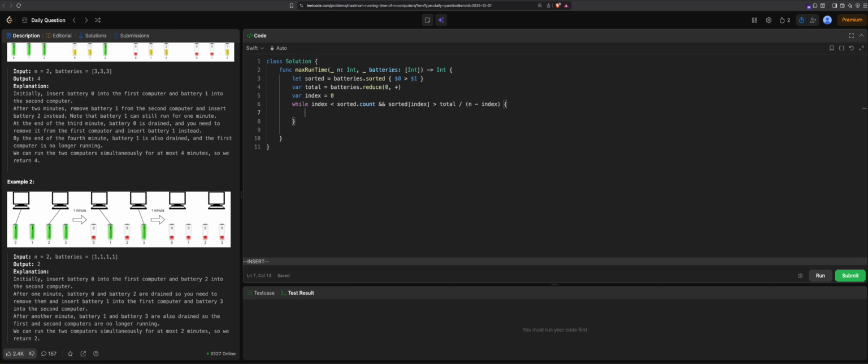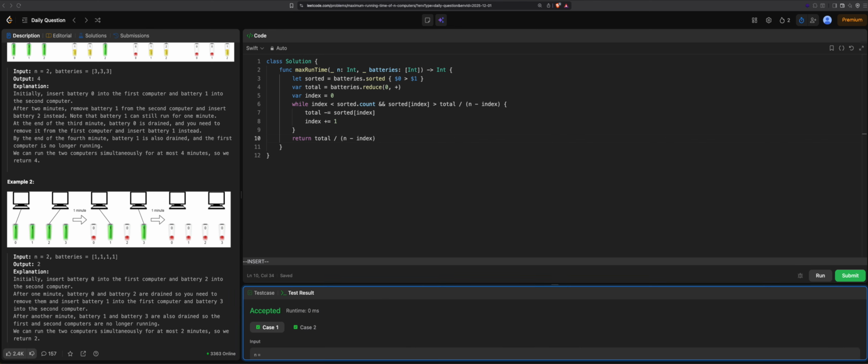After we receive it, I will gradually subtract the battery power from the total, using our sorted index, and then just increment that index by 1. For the next step, what I want to do is just return the answer. That will be pretty straightforward: dividing the total by the number of PCs minus the index. Yeah, that's pretty much it.